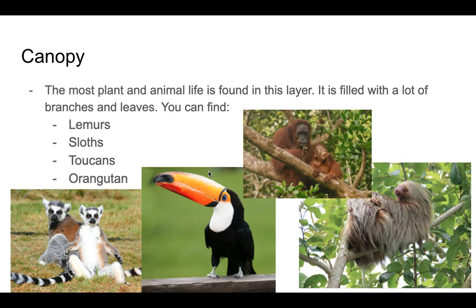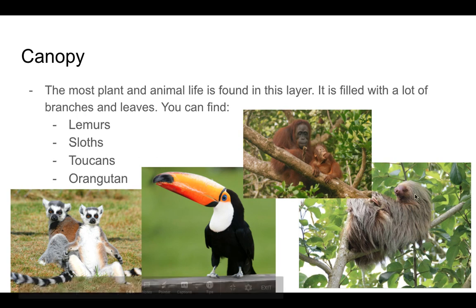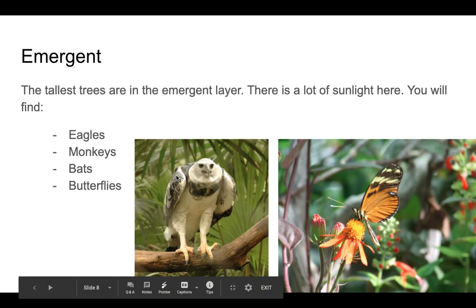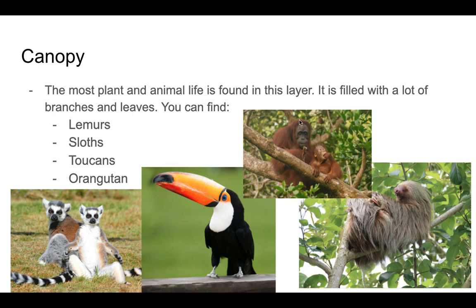After that, there's the canopy. The most plant and animal life is found in this layer. So that means there's more animals and plants that live there than in all the other layers. So you'll be able to see a lot more things. It is filled with a lot of branches and leaves. You can find lemurs. This is our lemurs. You can see sloths, like we see them right here. You can see a toucan or an orangutan.